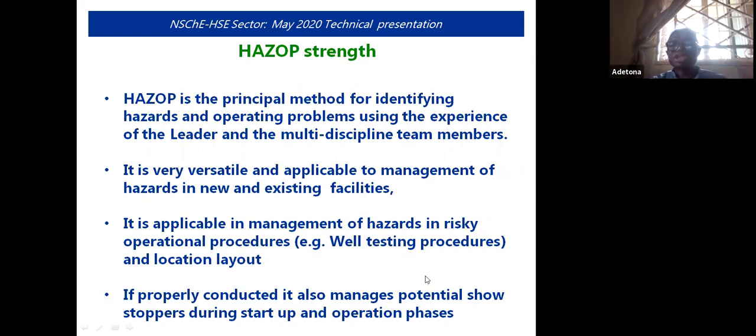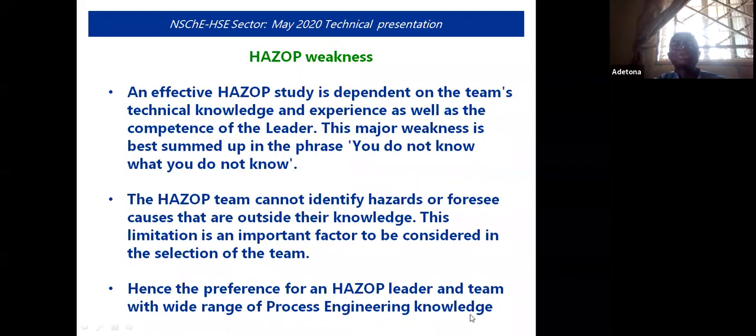If properly conducted, HAZOP manages potential showstoppers during startup and operating phases. Yes, after all design and installation, you carry out a pre-startup audit. But even before the pre-startup audit, if HAZOP is carried out and led by an experienced HAZOP leadership, you'll be able to go into the pre-startup audit and identify any major showstopper. Also, we dwell into things like what could be the possible major critical spare parts that need to be stocked.